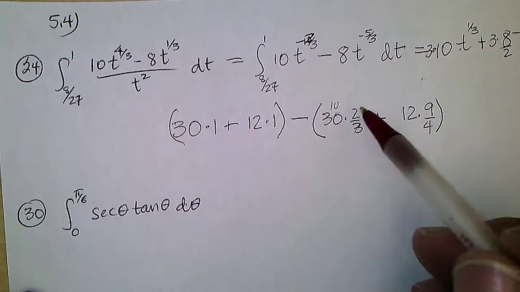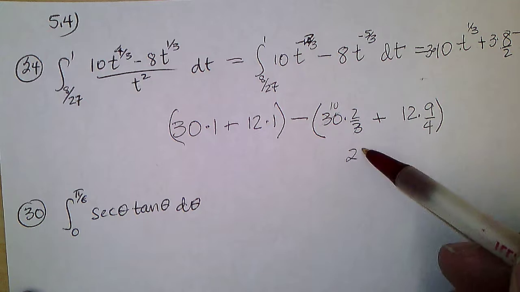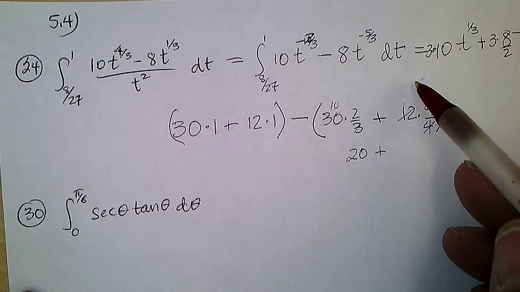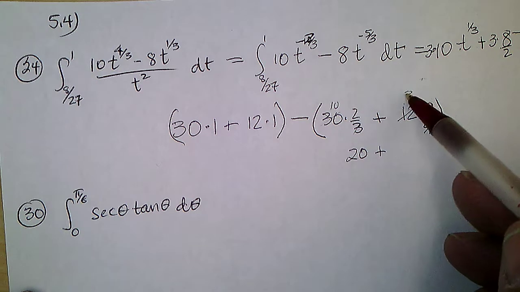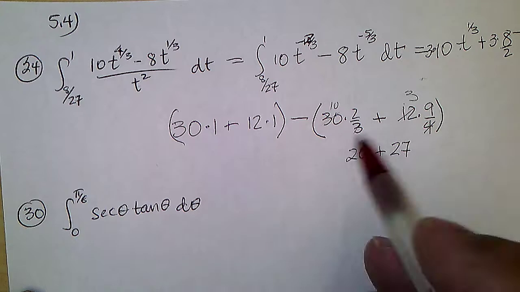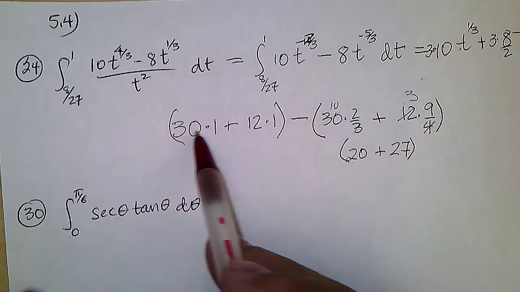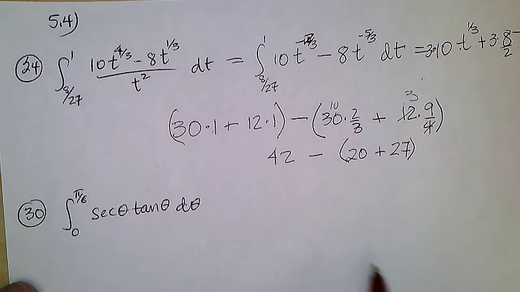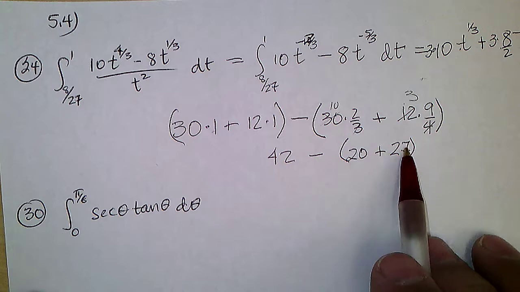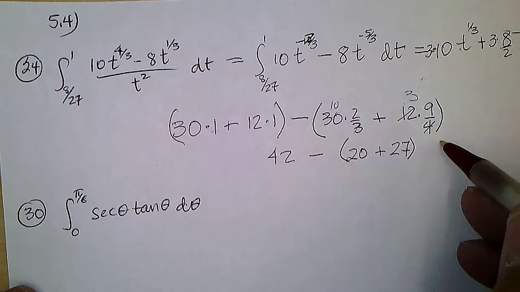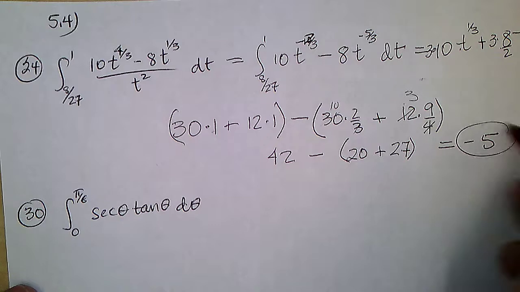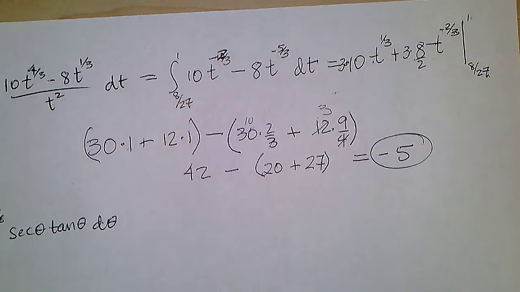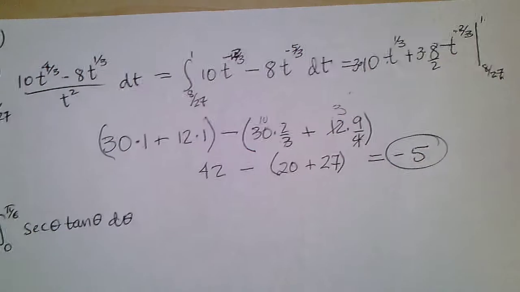So we have 20 plus, goes in there 3 times, 27 for this part. In this part we have 30 plus 12, 42. So we have 42 minus 47, which is negative 5. Oop, I'm off the page again. All right.